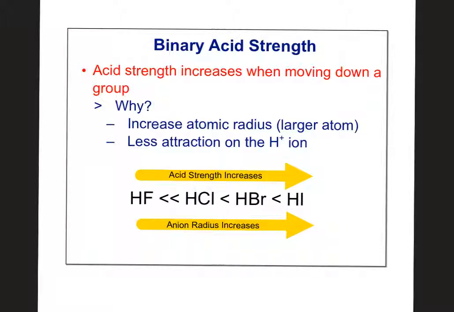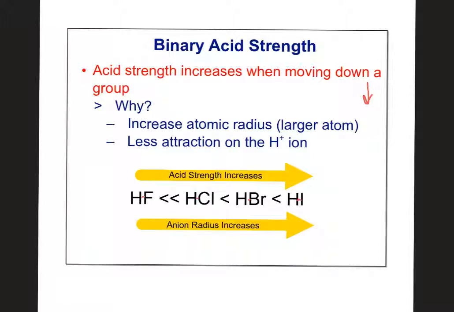If I just want to compare an H bonded to a single element, so that H is bonded to a single element, as we move down a group on the periodic table, acid strength increases. Why? As I go down, we add more energy levels, so our atom is getting bigger and bigger, more rings you could visualize on that element. That means if I'm getting bigger, I'm less attracted to the H+, which means it falls off easier, which is a stronger acid.